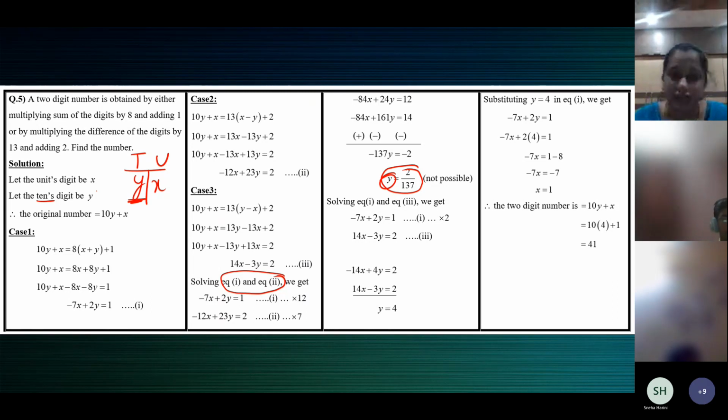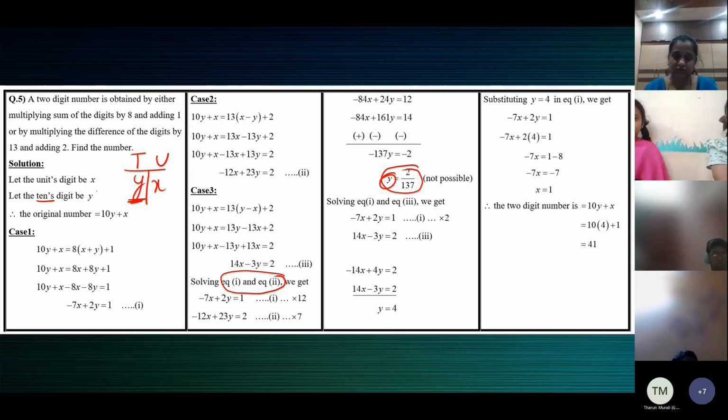If you're getting a negative value for a digit or a fraction for a digit, you cannot accept those values. I hope I'm clear. y is not a number. Y is the tens digit of this number, and a digit cannot be negative. I'm sorry, a digit cannot be a fraction. So ignore this case. This is not possible.